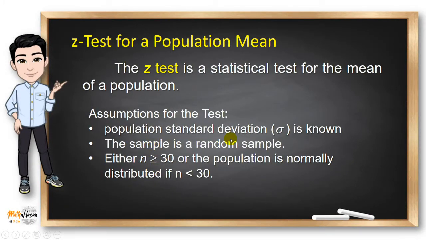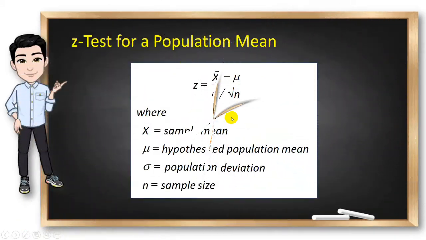First, the population standard deviation should be known. The sample is a random sample and the sample size should be greater than or equal to 30. If it's less than 30, you need to make sure that the population is normally distributed. And this is the formula that we need to solve for the value of z.